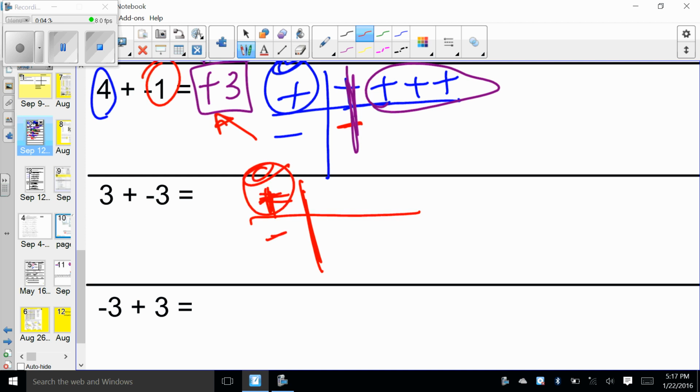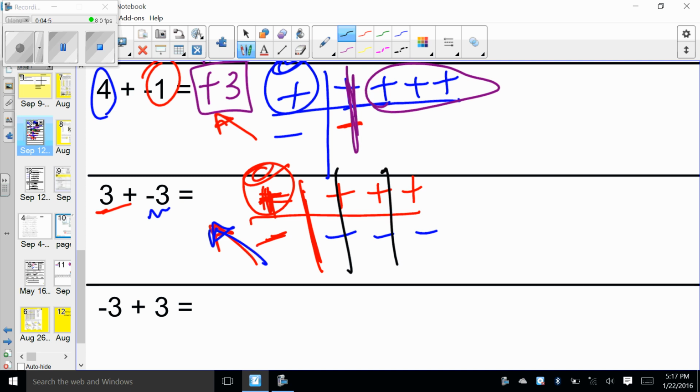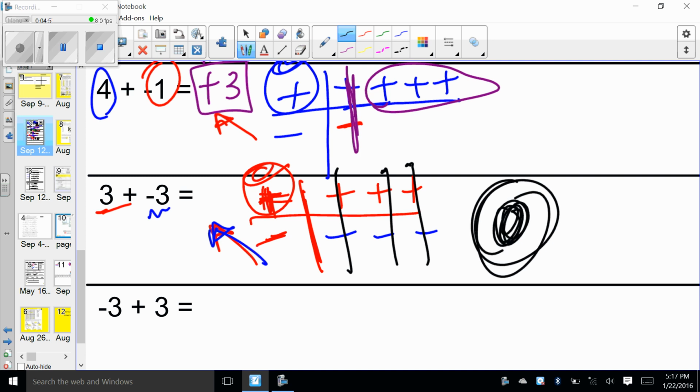Positive is money in the bank. Negatives mean I'm taking it out. Looks like in this particular case we have 3 positives, and it looks like we have 3 negatives, 3 that we're taking out of the bank. So you have a positive $1 in the bank, you take it out, it's a wash. Positive $1 in the bank, you take it out, it's a wash, leaving us with $0 in the bank. Nothing left in the bank, $0.